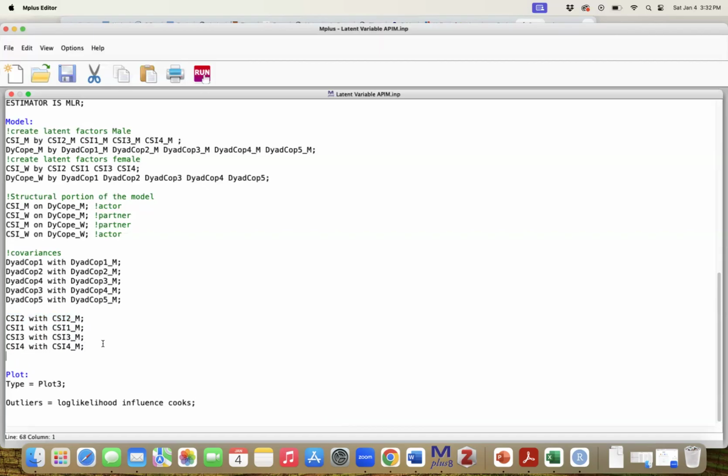And then the last thing we'll do is we will actually have to enter in those covariances between the latent factors. All right, so we want to covary male relationship quality with female relationship quality. It is not sufficient just to correlate the residuals. You also have to correlate the latent constructs with each other. All right, so we will do that real quick.